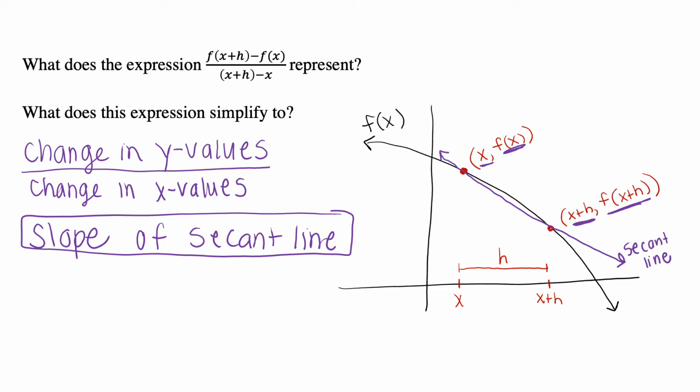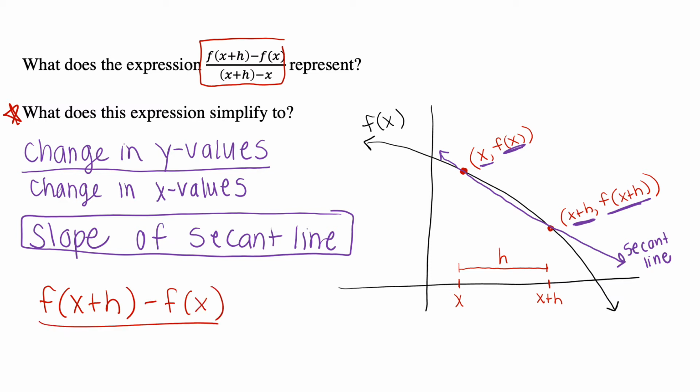And now this next question says, what does this expression f of x plus h minus f of x over x plus h minus x simplify to? So if we were to actually simplify that denominator, notice how we have x plus h minus x. That positive x and negative x are going to go away. So we're left with f of x plus h minus f of x over h, and hopefully you recognize that as something we've been using a ton already this year, and that is our difference quotient.